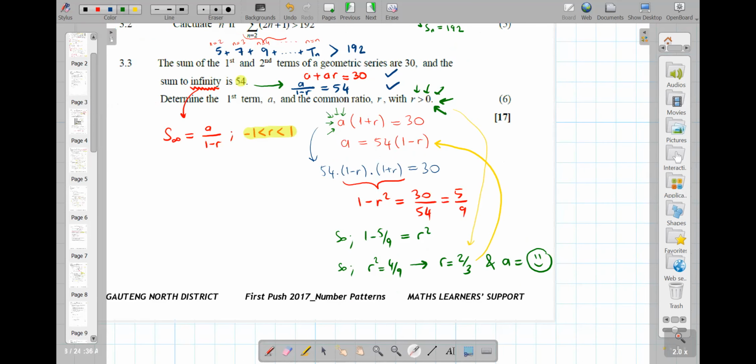Okay, so the first step of this solution, as you see, we have written what is given into equations. The sum of the first two terms of the geometric series is written as A plus AR, and so on. So the first two give us this equation, and the infinity sum formula is given already, and it's A over 1 minus R is 54. So just solve these two simultaneously. That's the idea.